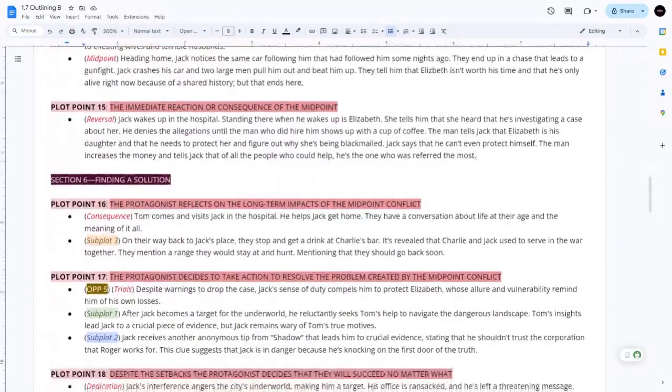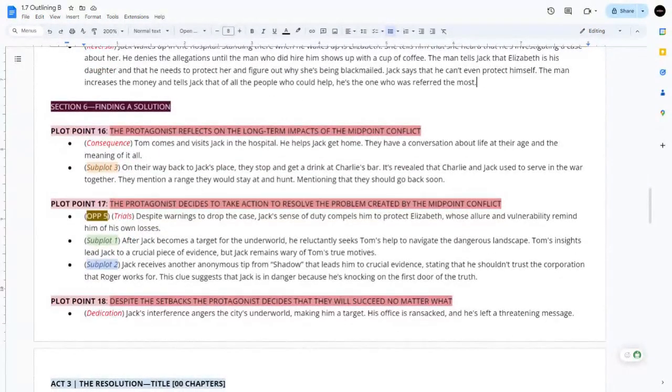All right. The immediate consequence of that car chase is that Jack wakes up in the hospital. Okay, standing there when he wakes up is Elizabeth. Oh, she's back. She tells him that she heard that he's investigating a case about her. He denies the allegations until the man who hired him shows up with a cup of coffee. The man tells Jack that Elizabeth is his daughter and that he needs to protect her and figure out why she's being blackmailed. Jack says that he can't even protect himself. The man increases the money and tells Jack that of all the people who could help, he's the one who was referred the most.